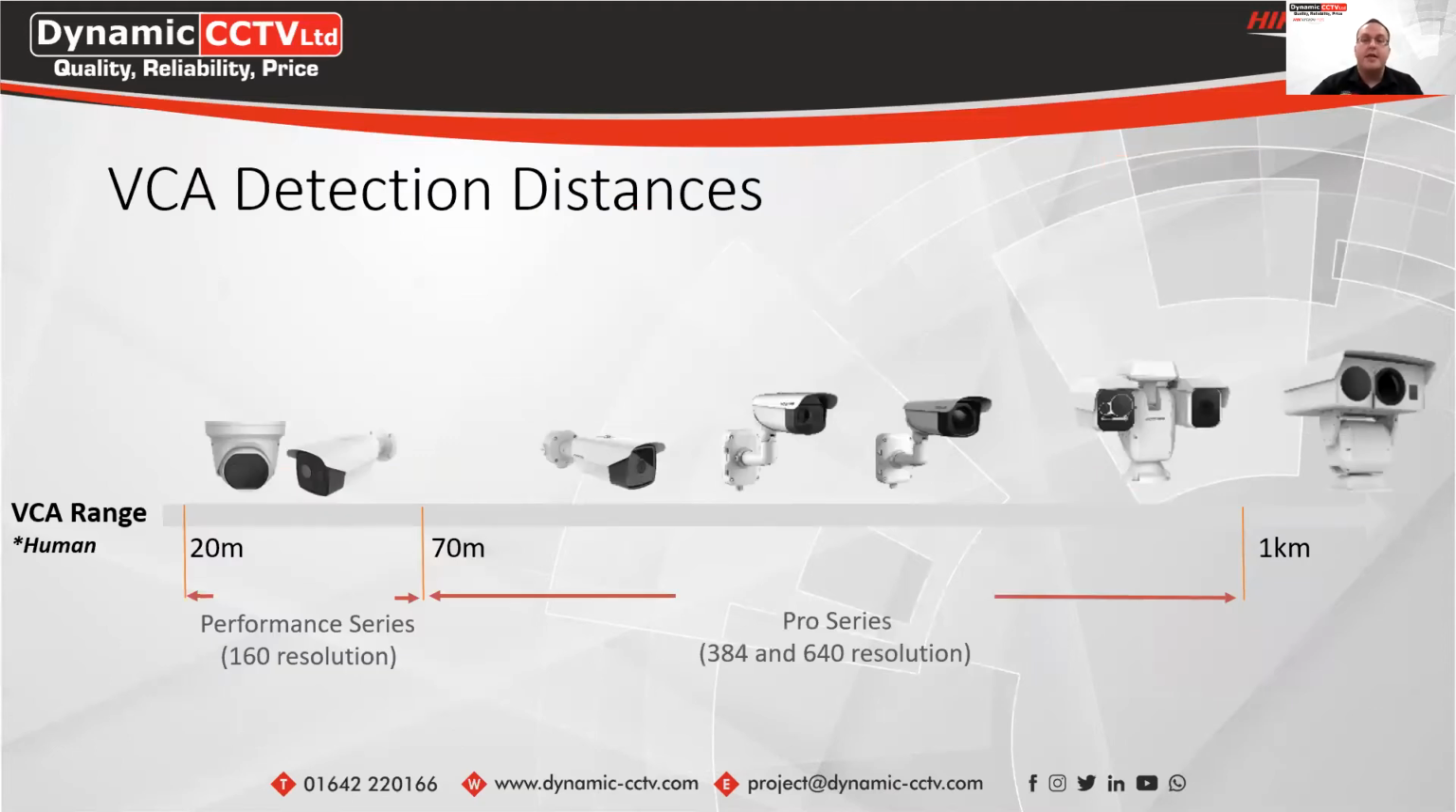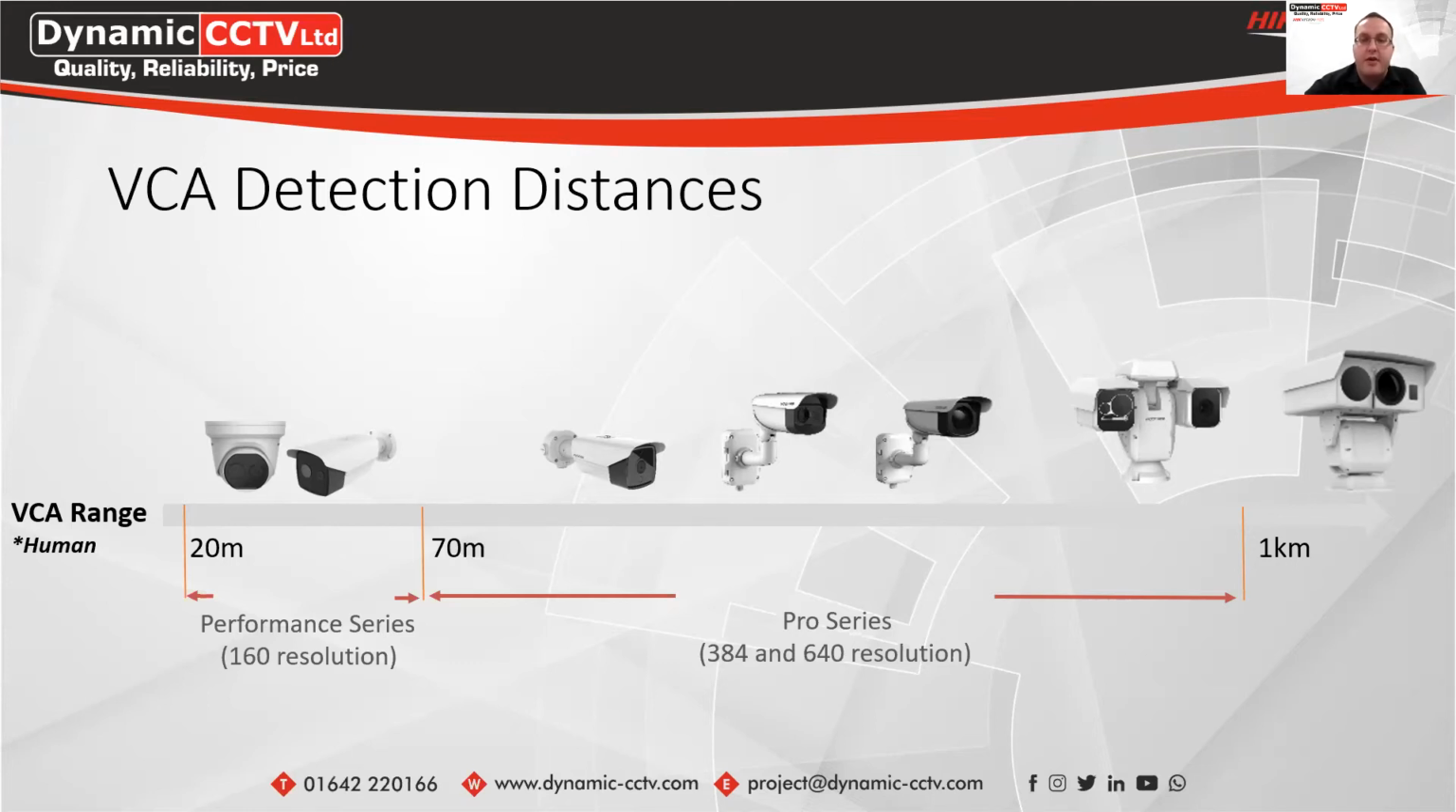And then this is just the actual VCA detection distances. At the lowest end, you've got around 20 metre detection distances from the cameras, and then you move up into the next range, which is your 70 metre distances, which is your 384 and your 640 resolutions, and they can go all the way up to 1 kilometre detection distances for the thermal cameras.